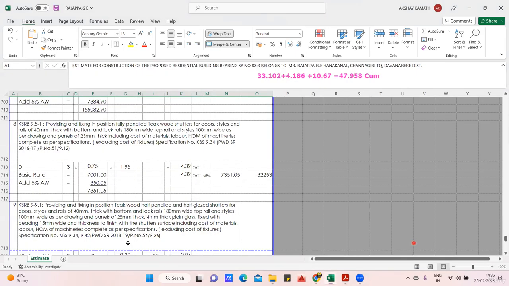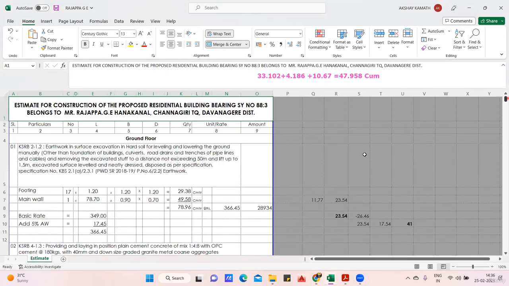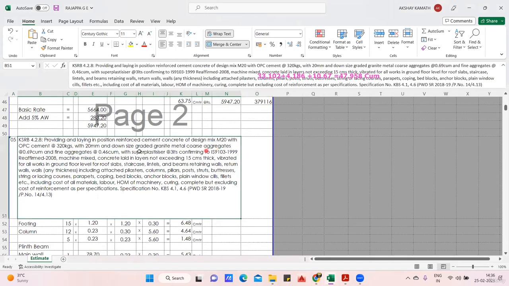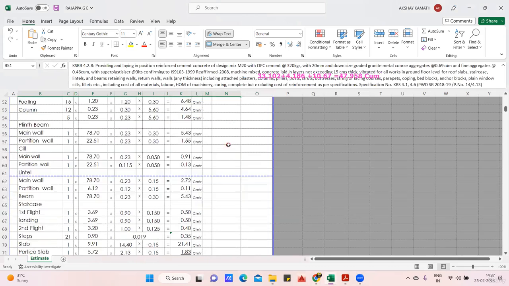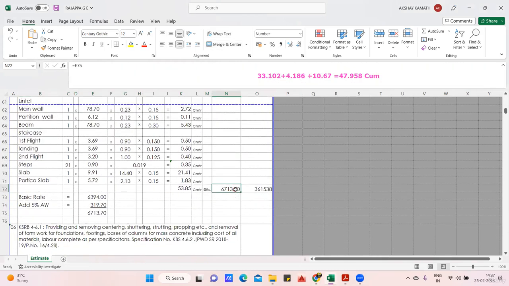I'll show you one more house also. This is another recently completed house. I'll see what rate they have put here. This was done by my friend. So again, you see here M20 grade they have taken, right? Providing and laying in position reinforced cement concrete of design mix M20 grade. And what is the rate going here? The contractor is charging here 6,700 rupees.